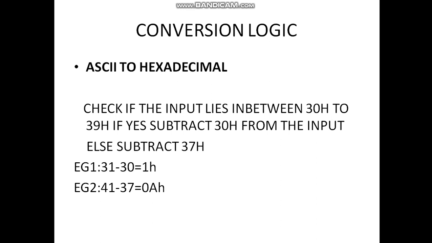Before that, see the example. Suppose the input is 31. We need to subtract 30, so the result is 1H. Suppose the input is between 41 to 46. Here the input is taken as 41. We need to subtract 37H, so the result is 0AH.